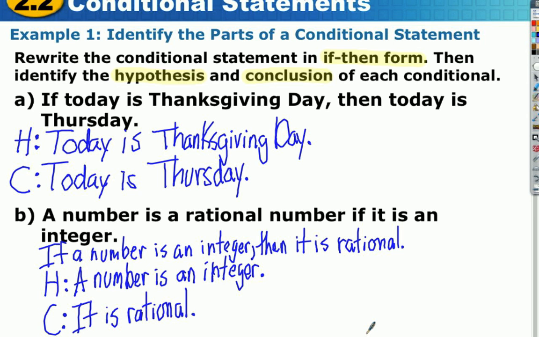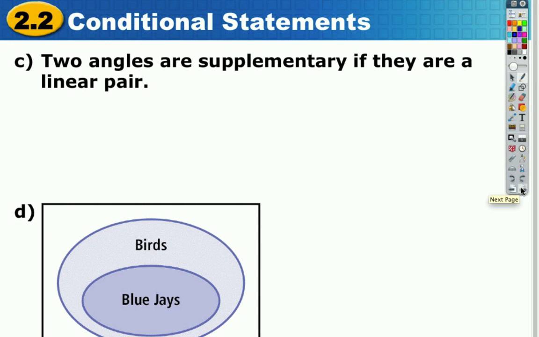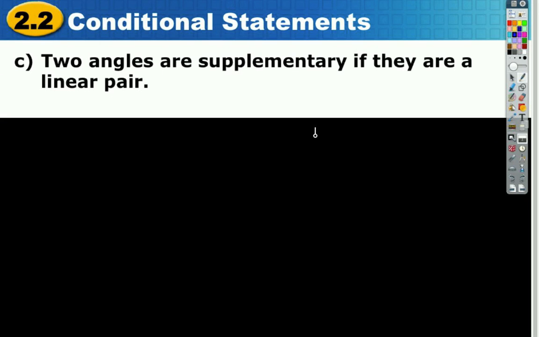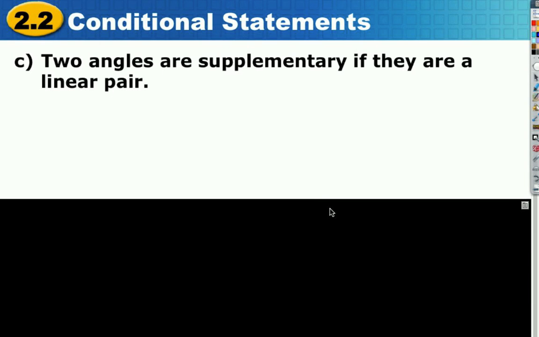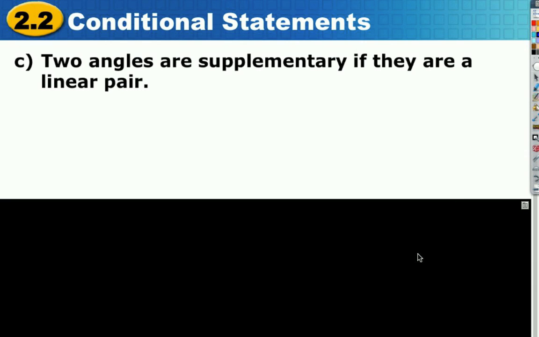Any questions about hypothesis, conclusion, writing it as an if-then? All right. Part C. Two angles are supplementary if they are a linear pair.